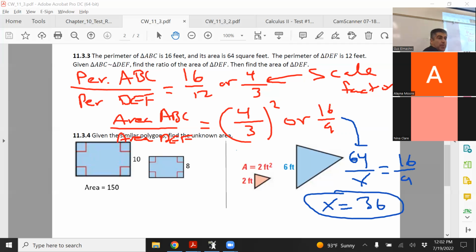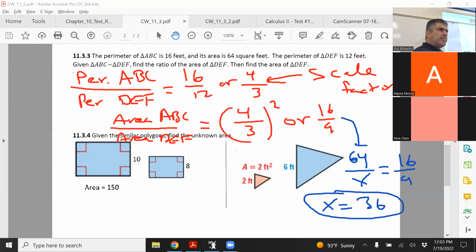So that's the kind of problem I put on a test, something like that. Where you have to figure out, okay, the ratio of the perimeters is a scale factor. Oh, because then if I square that, that's going to be the ratio of the areas. Okay, I know what areas. So there's a lot of connections. Not a lot, but multiple connections for sure.